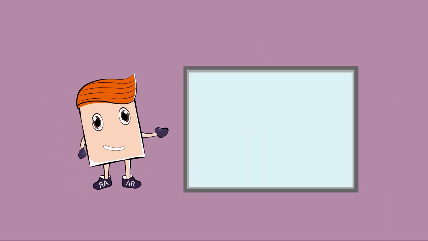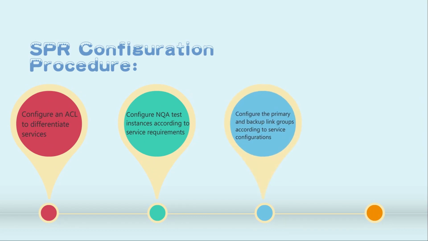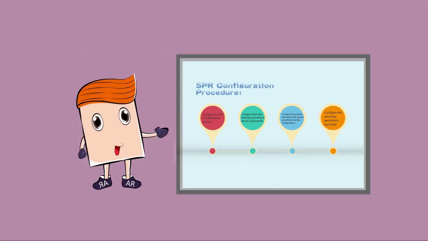At last, let's review the SPR configuration procedure. Configure an ACL to differentiate services. Configure NQA test instances according to service requirements. Configure the primary and backup link groups according to service configurations, and then configure link switching parameters. These parameters are optional.